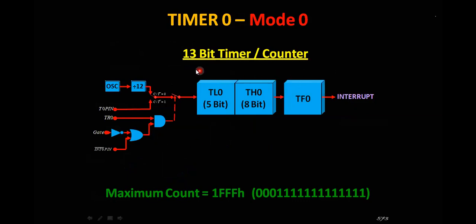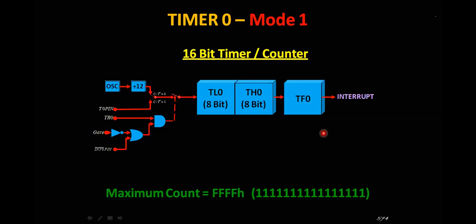So mode 0 we call as a 13-bit pre-scaler mode or 13-bit timer counter mode. So that means in 13-bit timer counter mode, TH0 is 8-bit and TL0 is 5-bit. So that means this is acting as a 13-bit timer mode. So maximum count is 1FFFH. So this is the maximum count for the timer, and this is given to the timer overflow flag bit, and it is given to the interrupt.